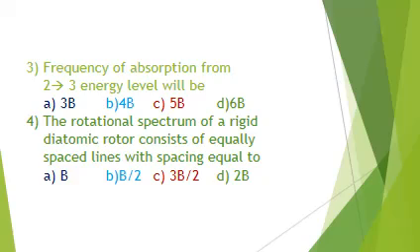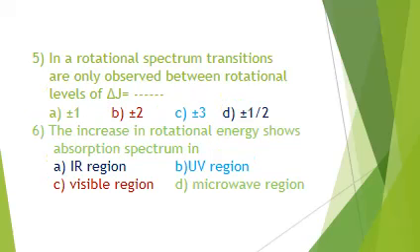The rotational spectrum of a rigid diatomic molecule consists of equally spaced lines with a spacing equal to: A B, B by 2, 3B by 2 and 2B. We already discussed that in the rotational spectrum, the energy levels are equally spaced between the two energy levels with a value of 2B. Therefore, the correct answer is D.